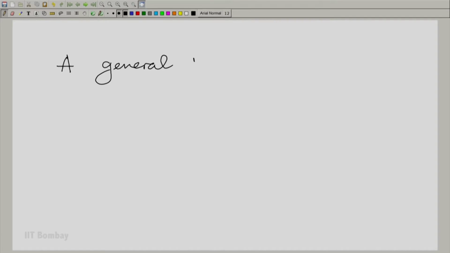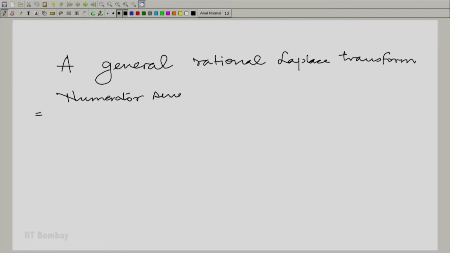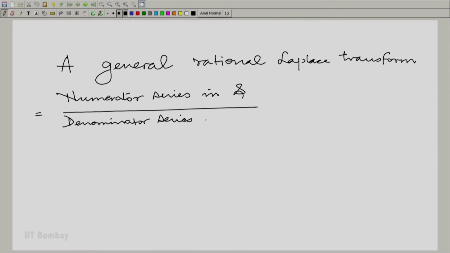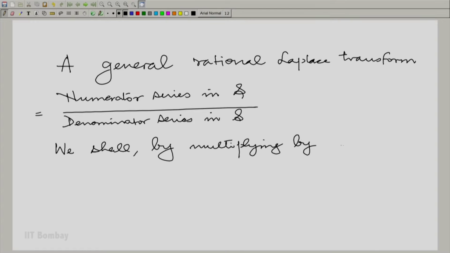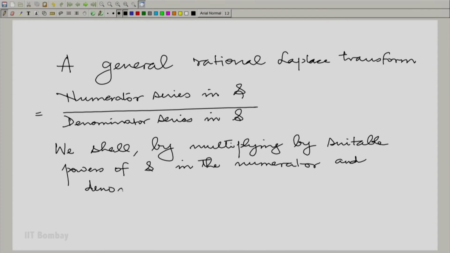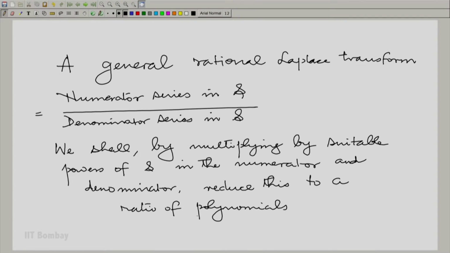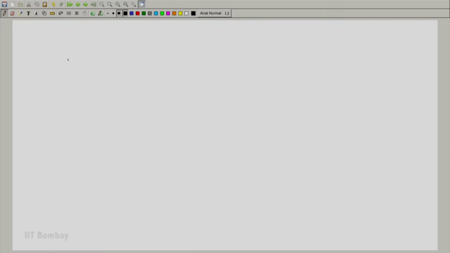So, let us consider, as I said, in general, a rational Laplace transform. So, we have a numerator series and a denominator series. Now, we will first make a simplification. We shall first reduce these to polynomials in s. So, we will take an example.